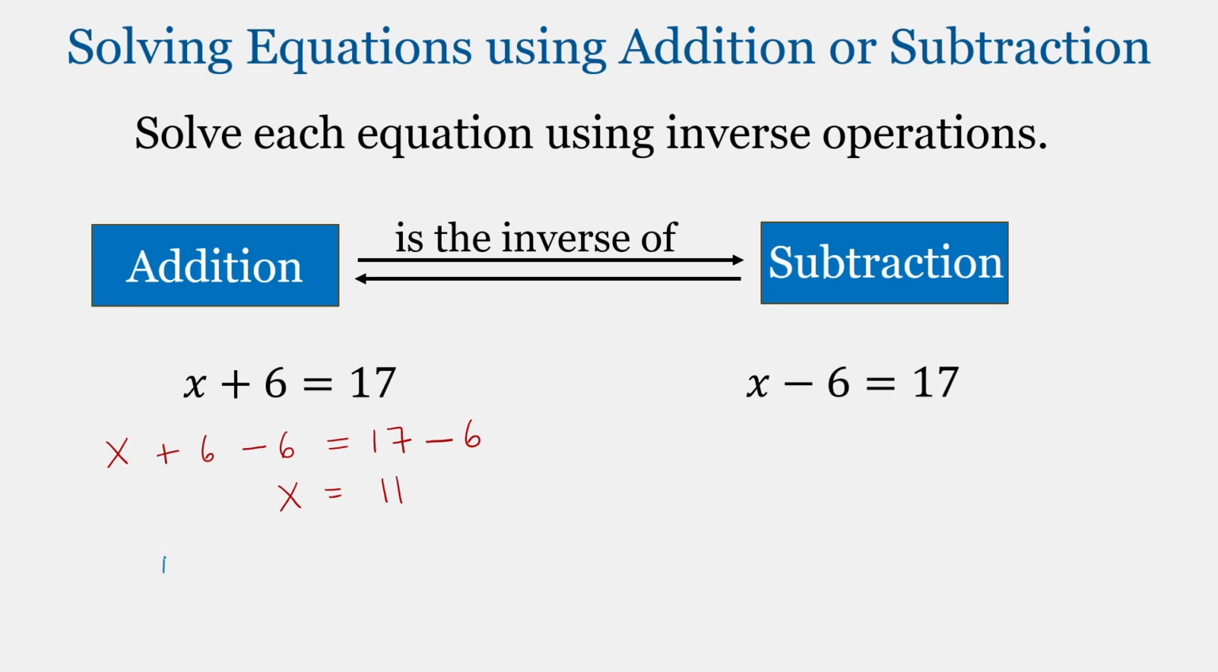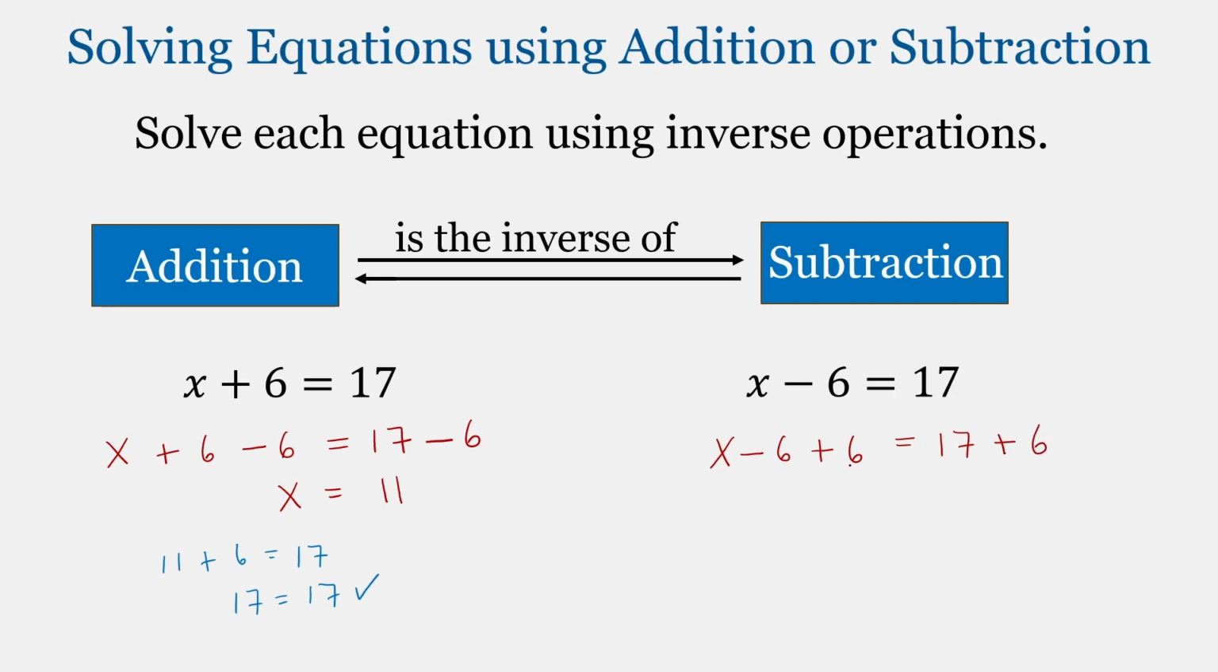Checking our answer, we'd have 11 plus 6 equal to 17. 11 plus 6 is 17, so we have 17 equal to 17. With the second problem, we have x minus 6. So we're starting with x, and we're subtracting 6 from it. The inverse operation of subtraction is addition, so now we're going to add 6. And what we do to one side, we do to the other. So now we have plus 6 on the right side.